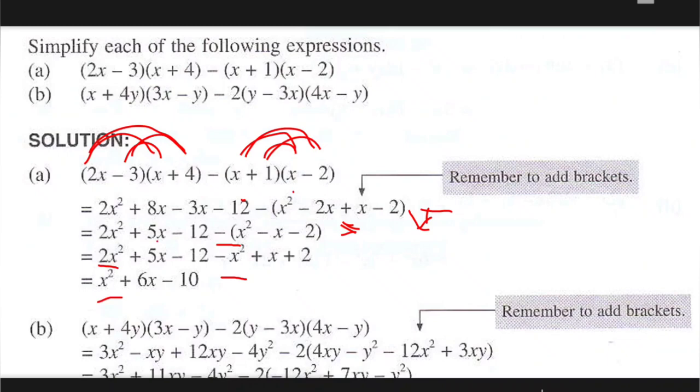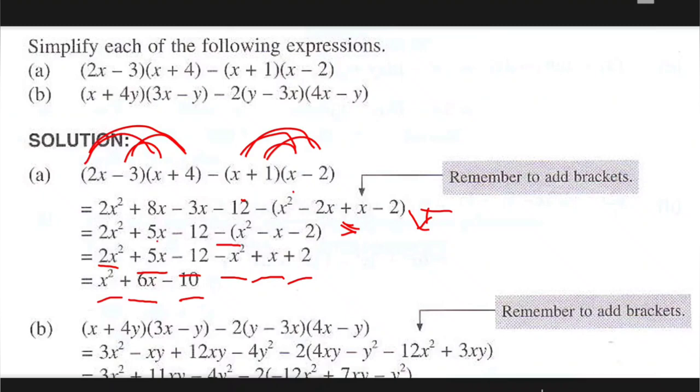Now we have 5x here and +x here, like terms, put them together to get +6x. We have -12 here and +2 here, so -12 + 2 gives -10. So this is the answer: x squared + 6x - 10. You may move on now.